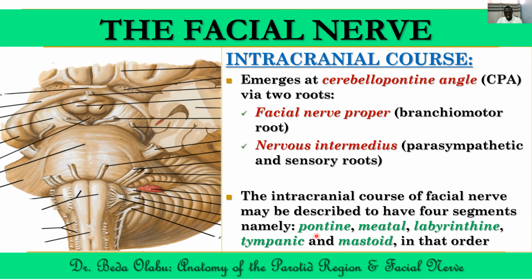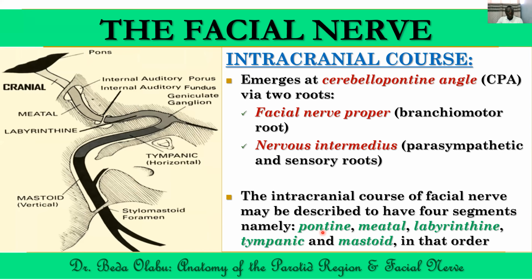Once it enters the skull, there are 4 segments. But before it enters the skull, you can call that part the cranial or the pontine segment, or the intracranial, the intracisternal segment. So you can just call it the cranial segment. So here, there's that part from pons to bone of the skull, the cranial segment. Then the part that passes through the skull, we have the meatal segment, labyrinthine segment, tympanic segment, and mastoid segment until it comes out. So let's describe those 4 or 5 segments of the facial nerve.